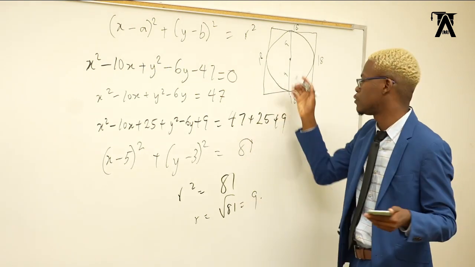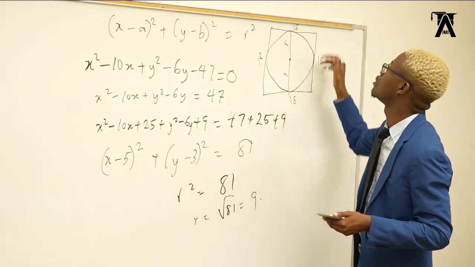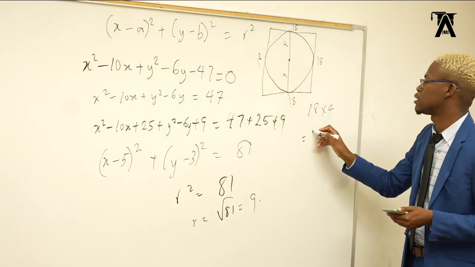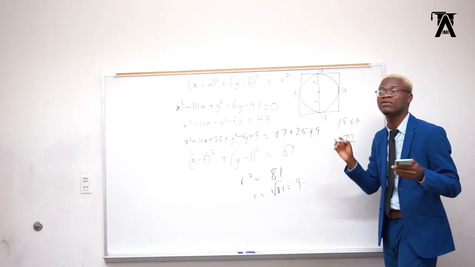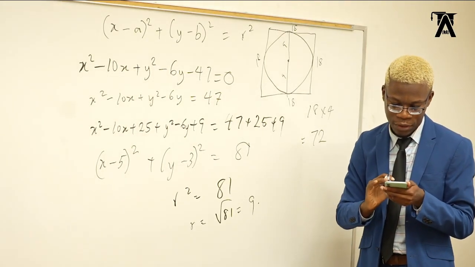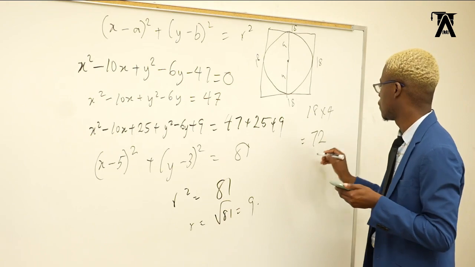So what's the perimeter of this? 18 plus 18 plus 18 plus 18, same thing as saying 18 times 4, which is 72. So the perimeter of that square is 72. And the option for that is C.